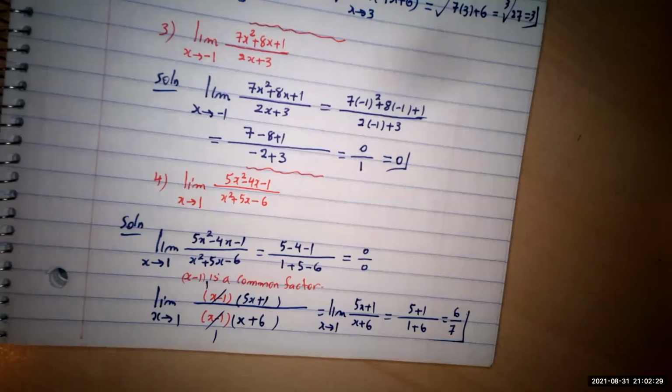The message: what's the message? There is a common factor. What is the common factor? If x goes to a, the common factor is x minus a. That's it. You move it to the other side, you get the common factor, you simplify it, and then you're done. Okay, question?